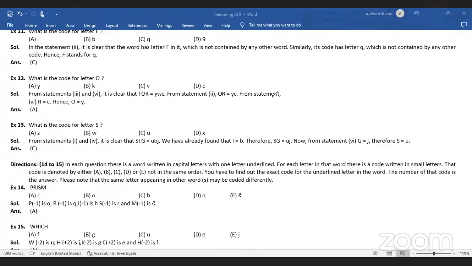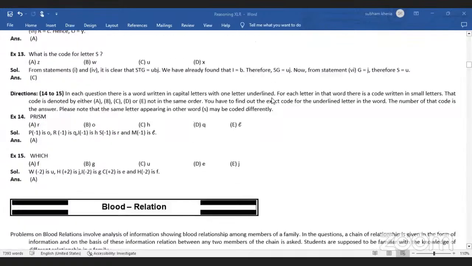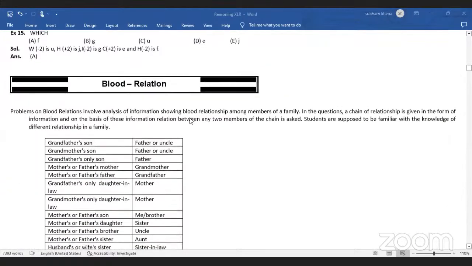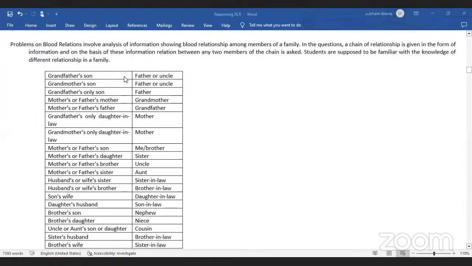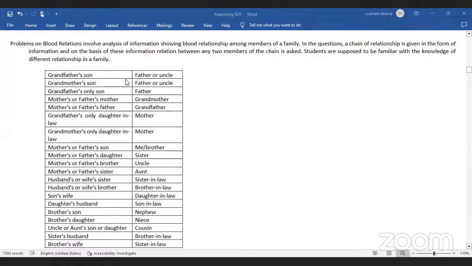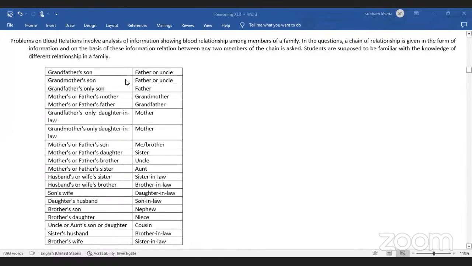One sec. Okay. Now let's come to our topic. Blood relation. Okay. This is all about blood relations. I have given here all kinds of, mostly I might have missed one or two, but here we have all kinds of blood relations. I'm giving you 2 minutes to go through them. Then we'll be discussing each of them one by one. Okay, just take 2 minutes and please go through these.